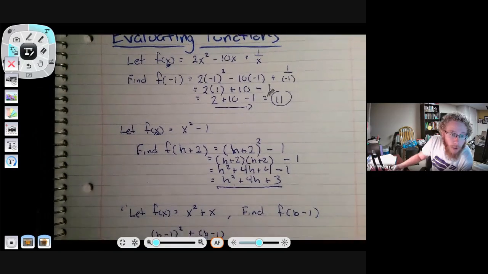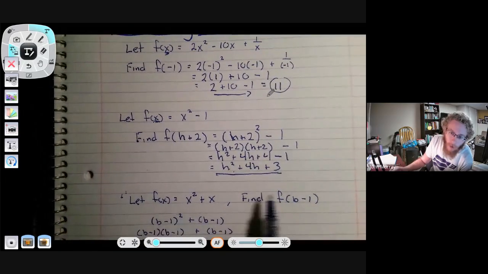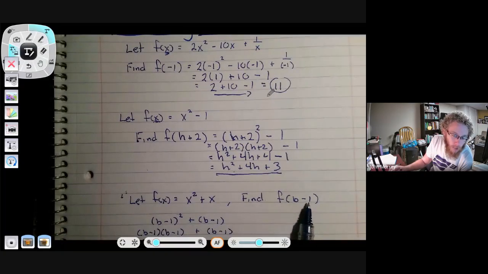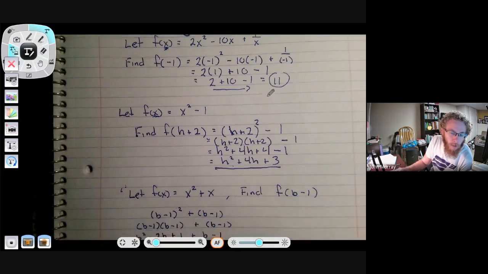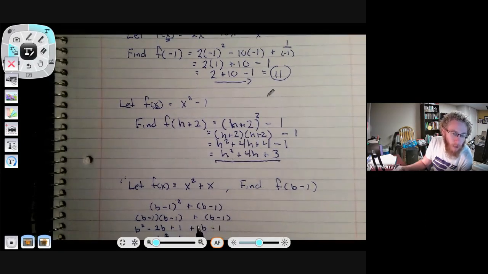The first thing we're going to do is plug in. All you're doing is substituting b minus 1 into your function. So you have parentheses b minus 1 squared plus b minus 1. For the second one, you could drop the parentheses if you'd like to. There's nothing to distribute. This is a positive 1 out here, so that's going to stay b minus 1.